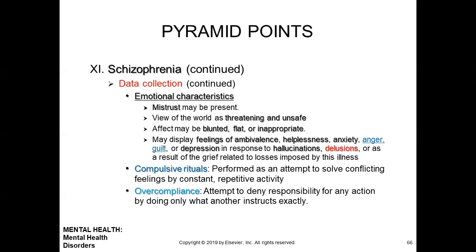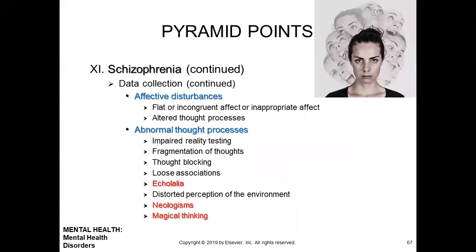Another term we have to know besides hallucination and delusion is called illusion. Illusion means misperception of a stimulus. And compulsive rituals are performed as an attempt to solve conflicting feelings. And over-compliance is an attempt to deny responsibility for any action by doing only what others instruct, accurately.